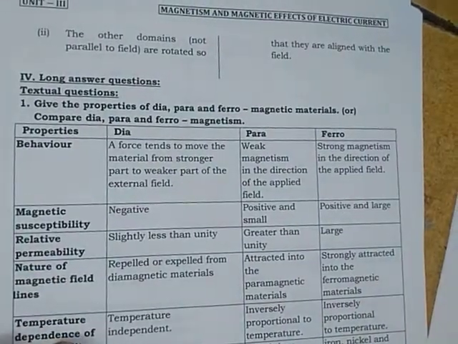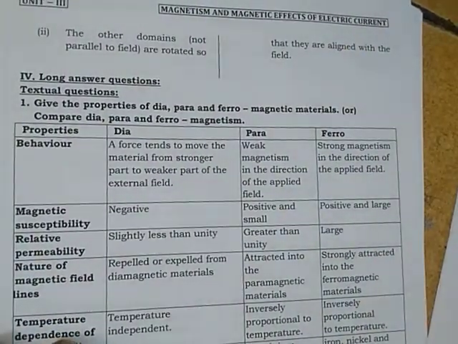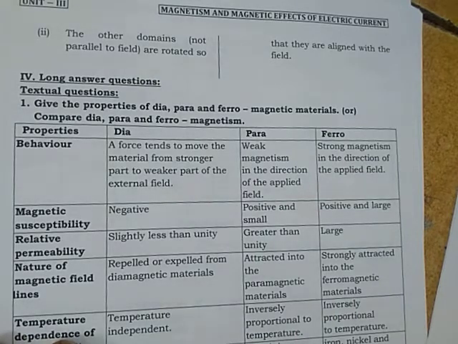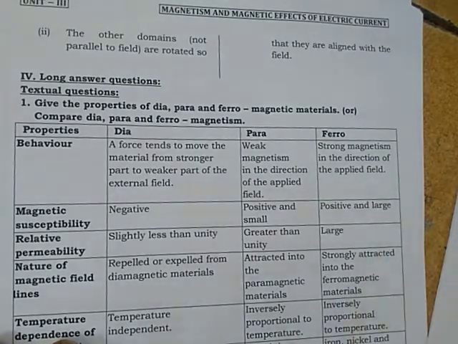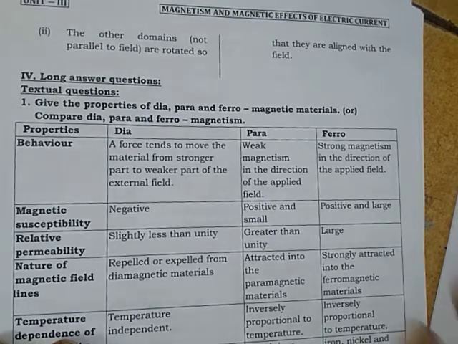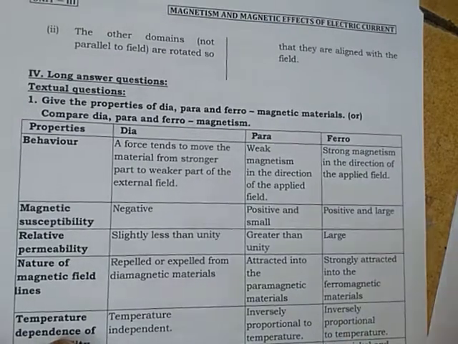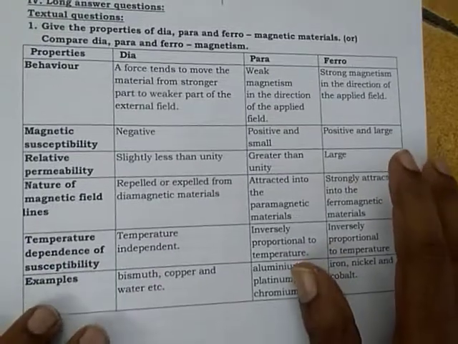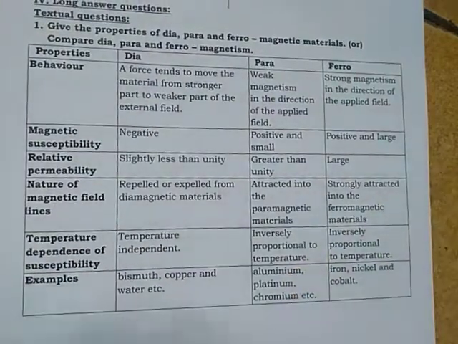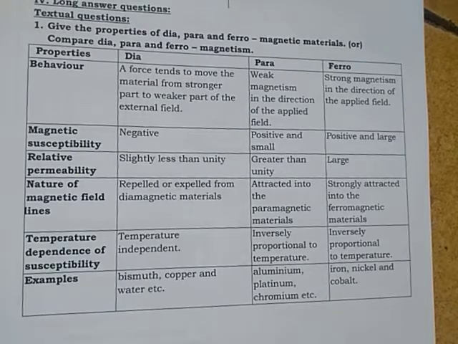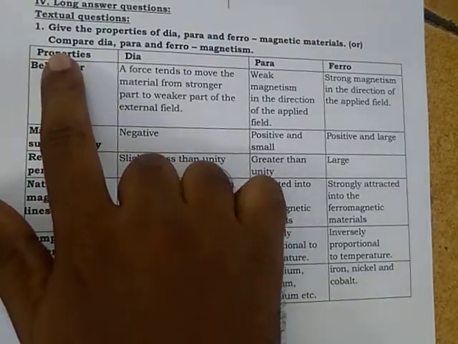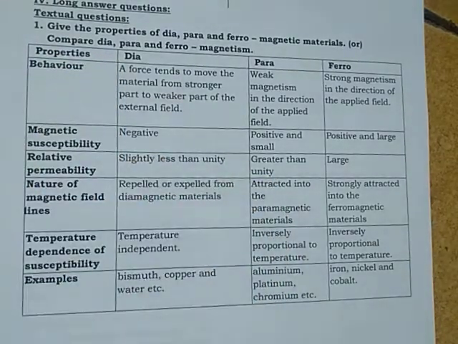One is that the domains that are parallel to the magnetic field grow in size, and the other is that the domains that are not parallel rotate and align with the direction of the field. Now, a long answer question: give the properties of dia, para, and ferromagnetic material. Or this can be asked as: compare dia, para and ferromagnetism.